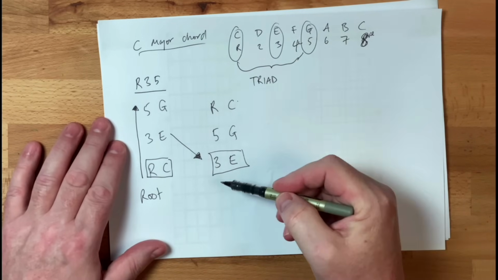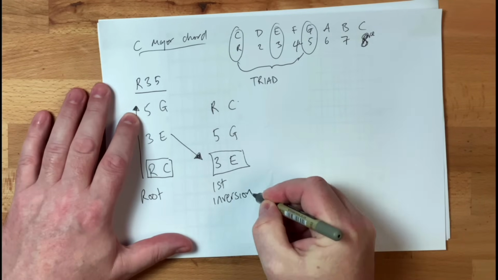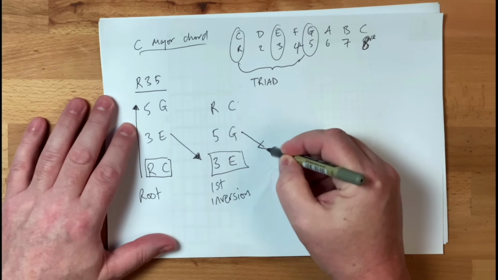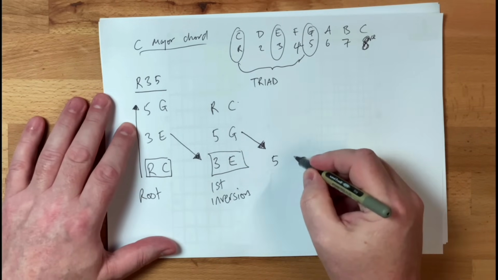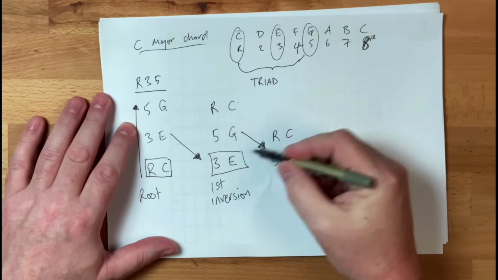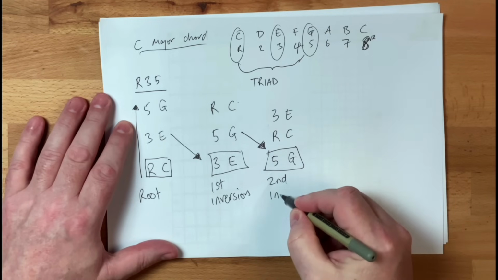Now, because we've inverted that, this is the first time we've done it. This is called the first inversion. We've got another one to go at. It's about permutations, really. If we take the fifth and start on the fifth, I'm going to put the root up here, which was a C, and then I'm going to put the third up there. That was an E. This is called the second inversion.